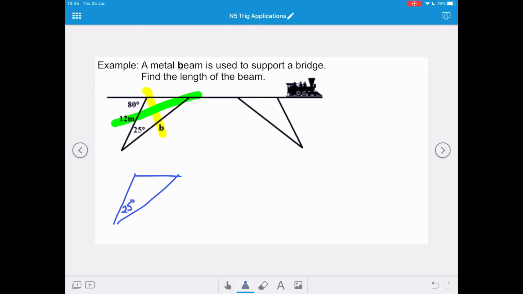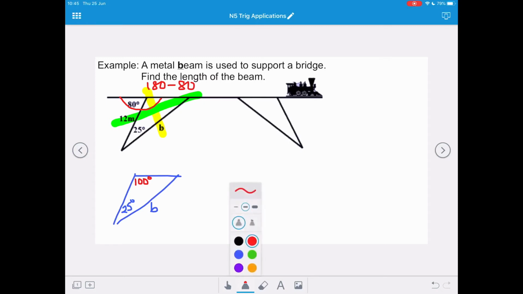So we can annotate our sketch with 25 degrees at our lower vertex, and we know that the length that we want is b, and the angle opposite b is supplementary to 80 degrees. That means that they add up to 180 because they're on a straight line. So that means that this angle opposite b is going to be 100 degrees.